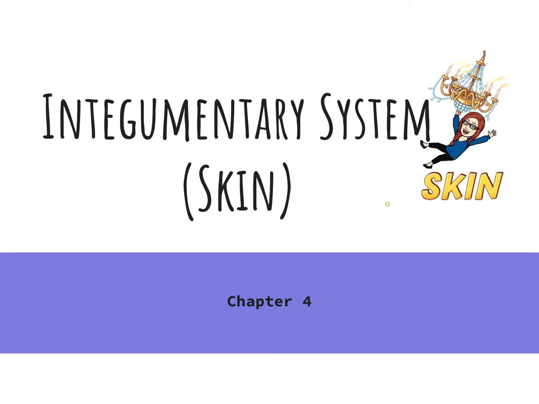Okay, this podcast is for Unit 2. We're on learning target number 6, which is the integumentary system or the skin. And this is located in Chapter 4 of your textbook.